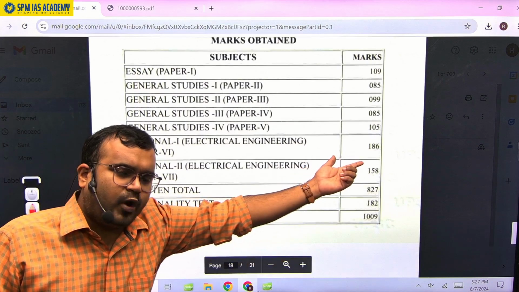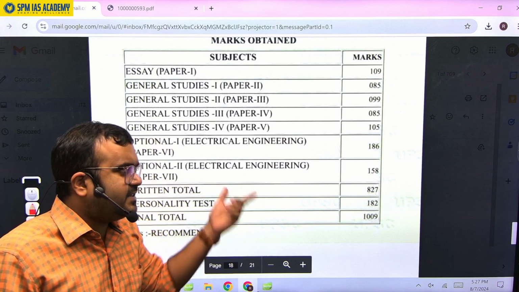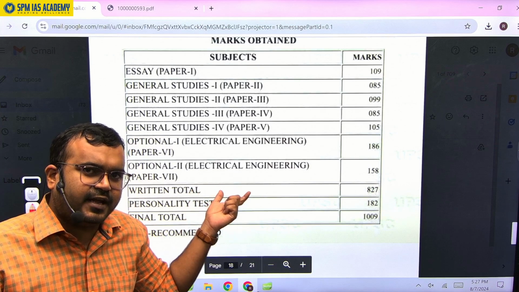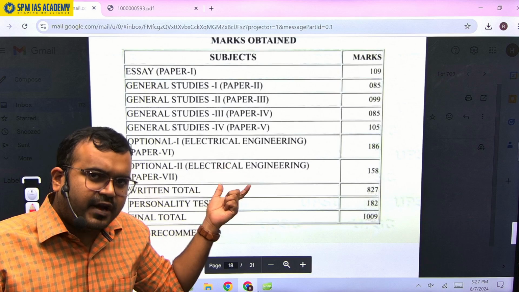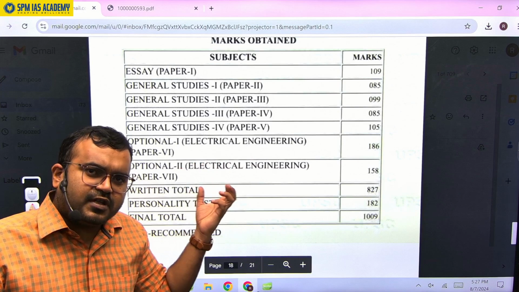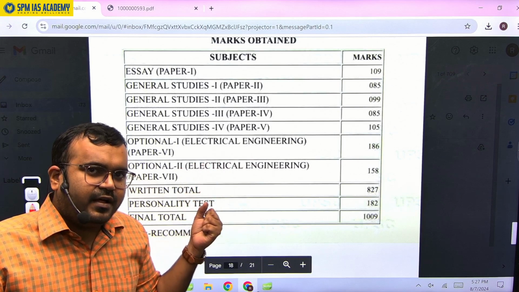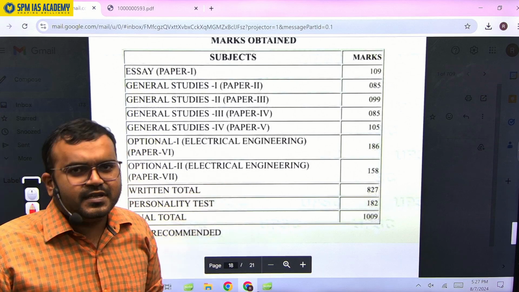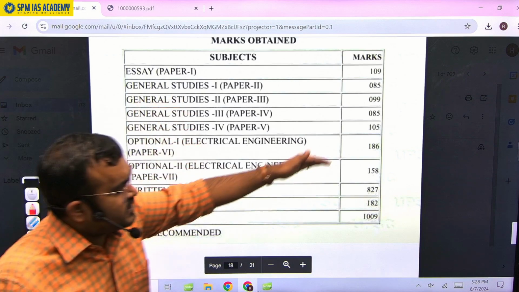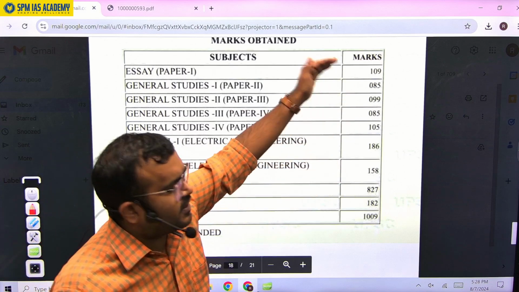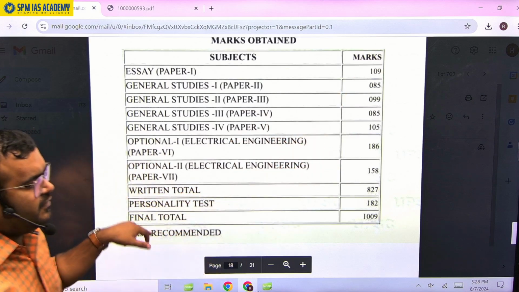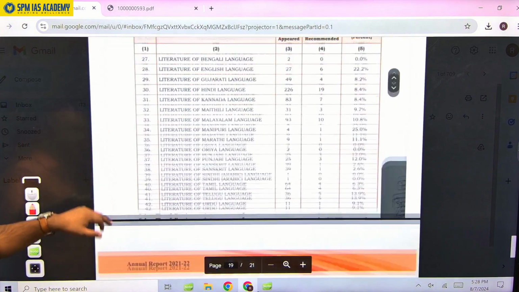A student is scoring even 186 marks in paper 1. But these are not the optionals for everybody, right? Electrical engineering, civil engineering, mechanical engineering, medicine for that matter, or even law. These are all specialized subjects, for students who have an educational background in those respective subjects, right? But these marks are also enough to compensate for general studies. But you also have to consider that these optionals are very lengthy, right? And we have seen other data.